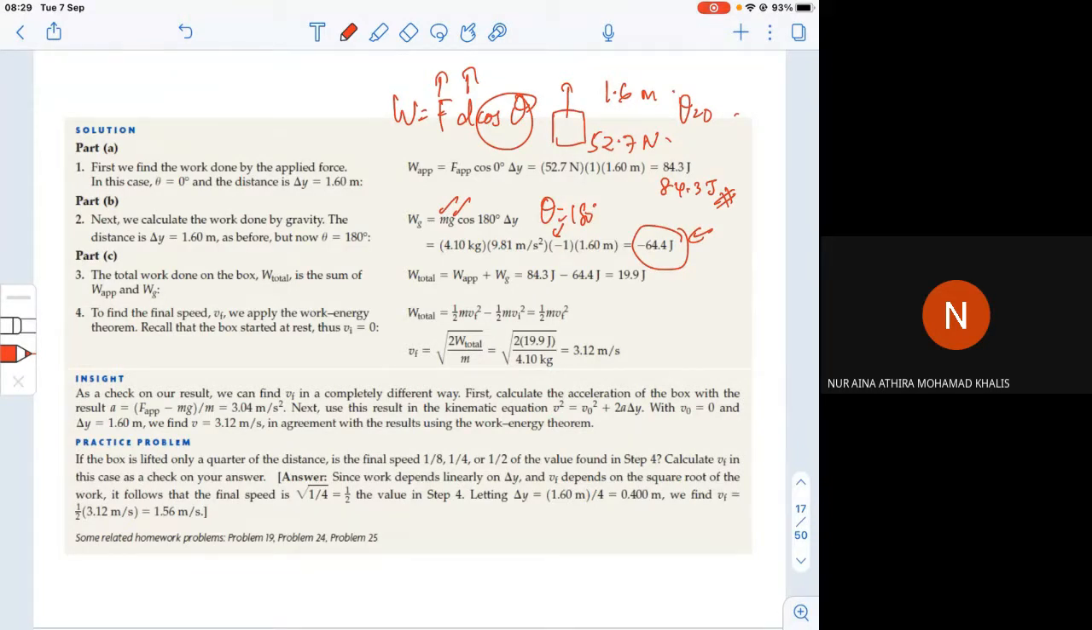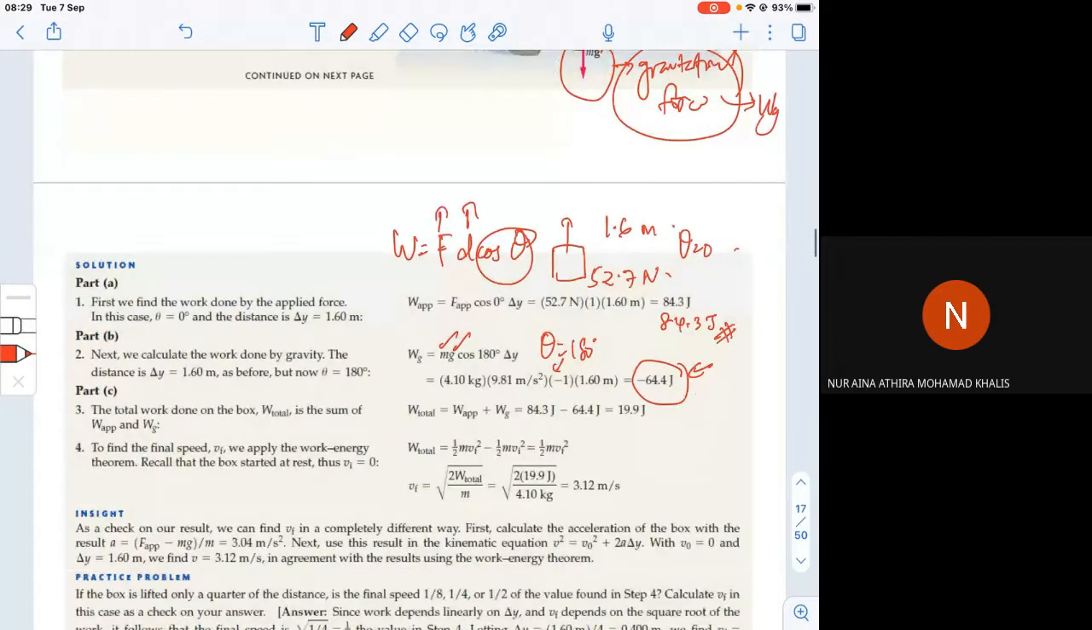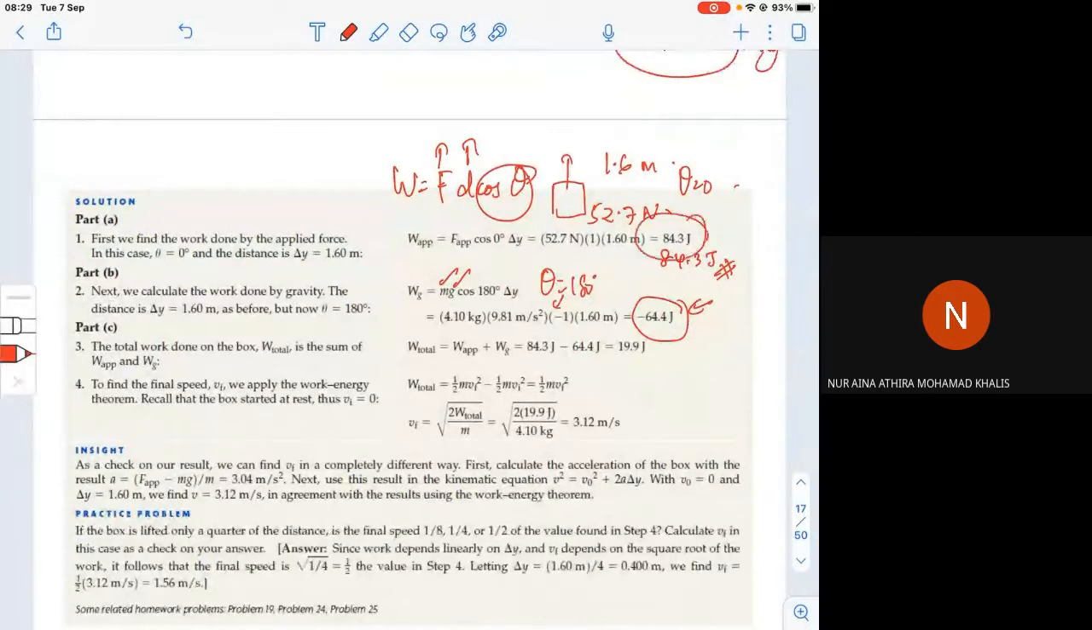And of course, when we find the total work done, by considering the work of the applied force and also the work of the gravitational force, we're going to add both 84.3 and negative 64.4. So you will get 19.9 joule. So that is the work in total.